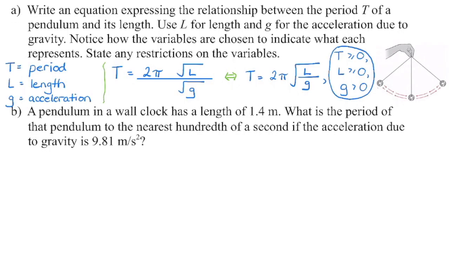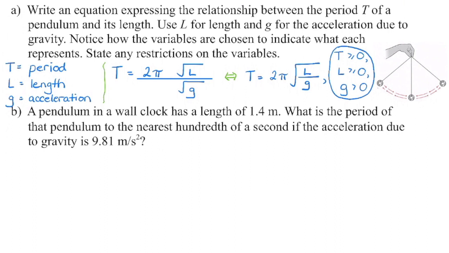We're told that a pendulum in a wall clock has a length of 1.4 meters, and we're asked what is the period of that pendulum to the nearest hundredth of a second if the acceleration due to gravity is 9.81 meters per second squared. So the first thing we want to do is identify what it is that we're looking for.